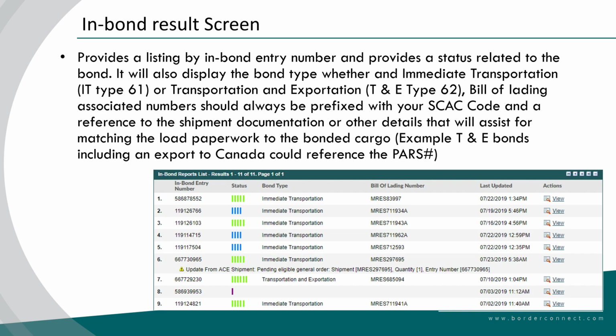On the in-bond result screen, after the answer is received back from USCBP, you will see a provided listing. The tool that Justin's going to demonstrate to you will tell you what type of bond you've got, the status of the bond, whether it is completely closed or in some form of processing, the bill of lading number that is associated, and the last action that took place. Then you can go in and view more detail related to that bond.